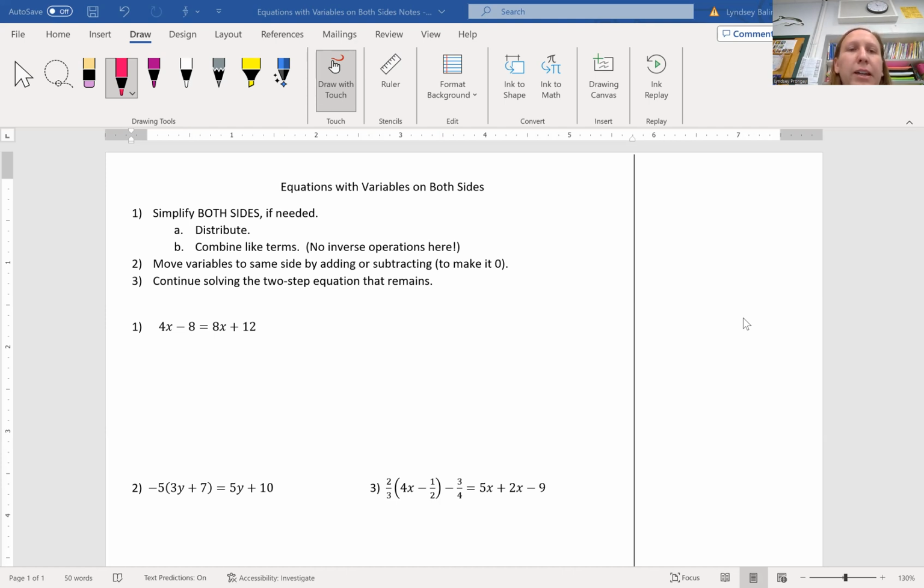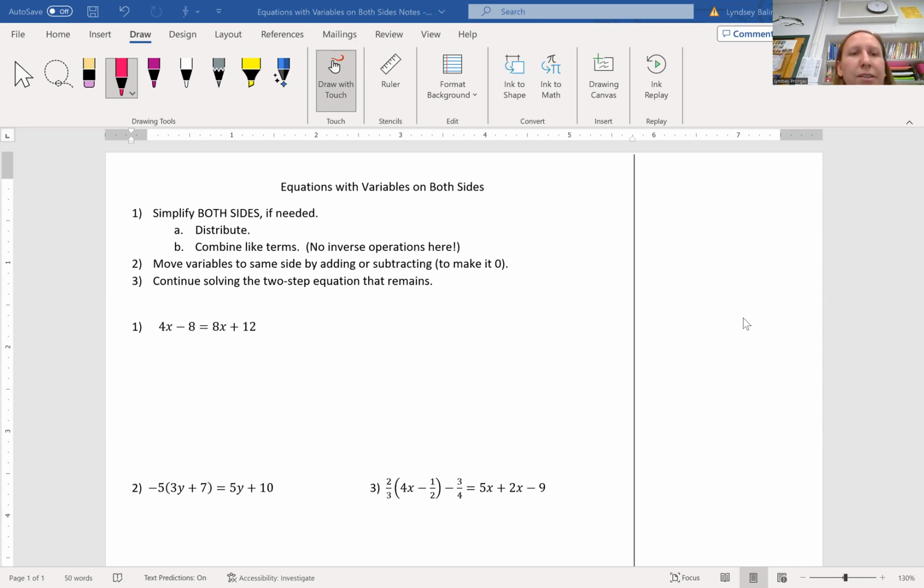But either way, you're looking at each side of the equation and deciding if you need to distribute and combine any like terms. Remember, at this point of things, there's no inverse operations because you're just dealing with one side of your equation. After that, we need to get those variables to the same side. Our job is to get x or whatever variable we're solving for by itself. And if it's on both sides, that's kind of impossible. So we need to get them to the same side.